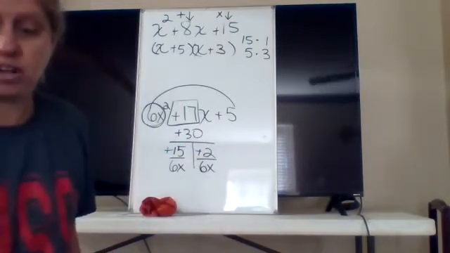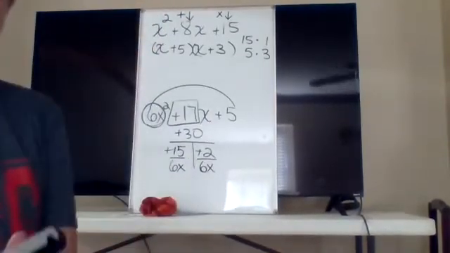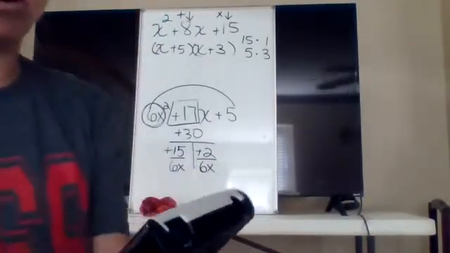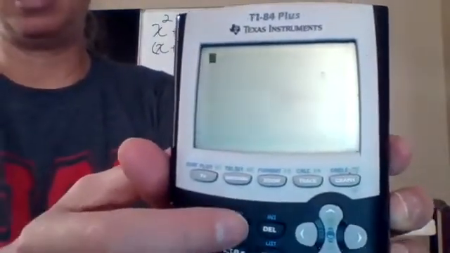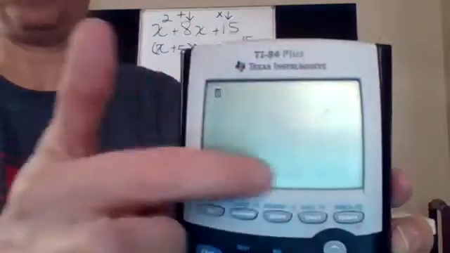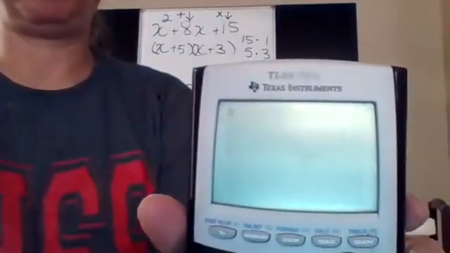And remember, if you don't like to reduce on your own, you can do that in your calculator. To get back to your home screen, hit the second button and then the button right next to it to quit. That'll bring you back to your home screen.